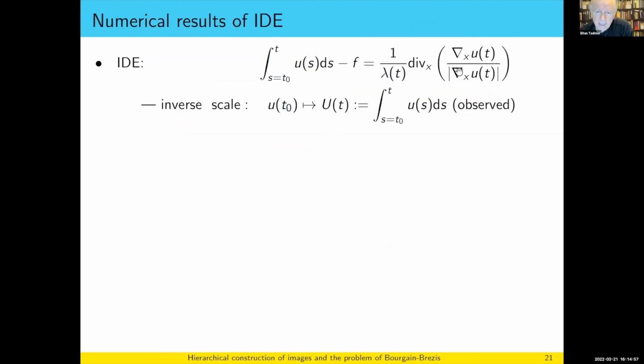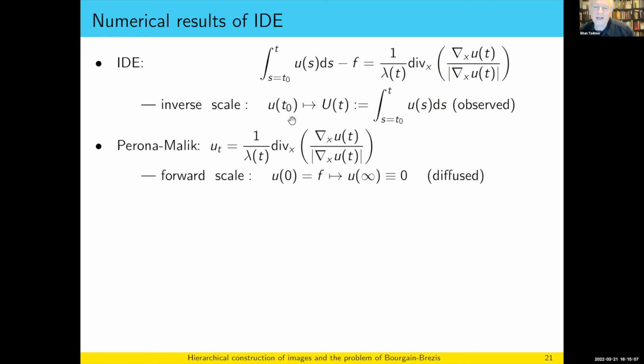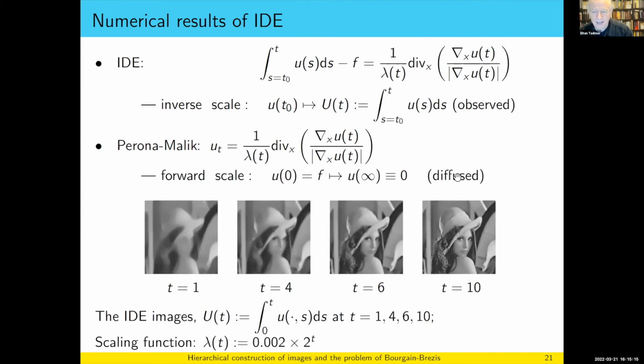So this is the IDE, and the idea is that we start with the solution at t0, the scale, and then the observed, and then we move into restoring the image that we want to. I will not mention reference to Perona-Malik and many other things. Again, due to time, I will just focus on this image.